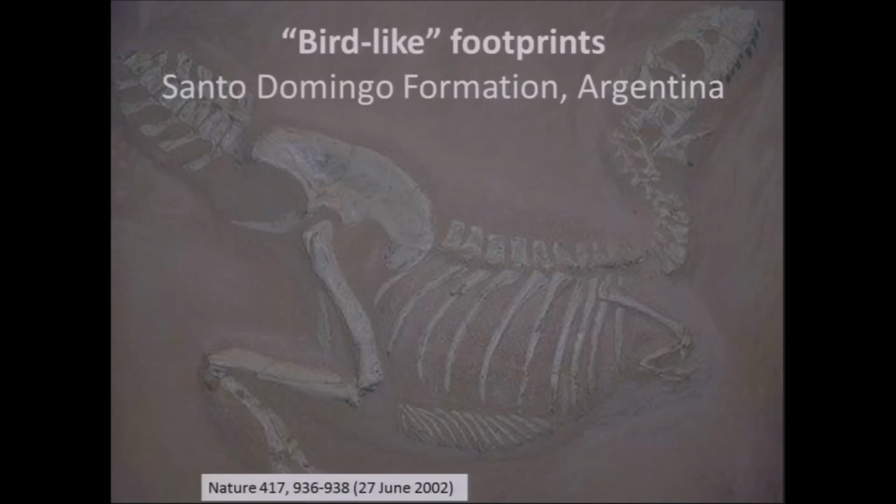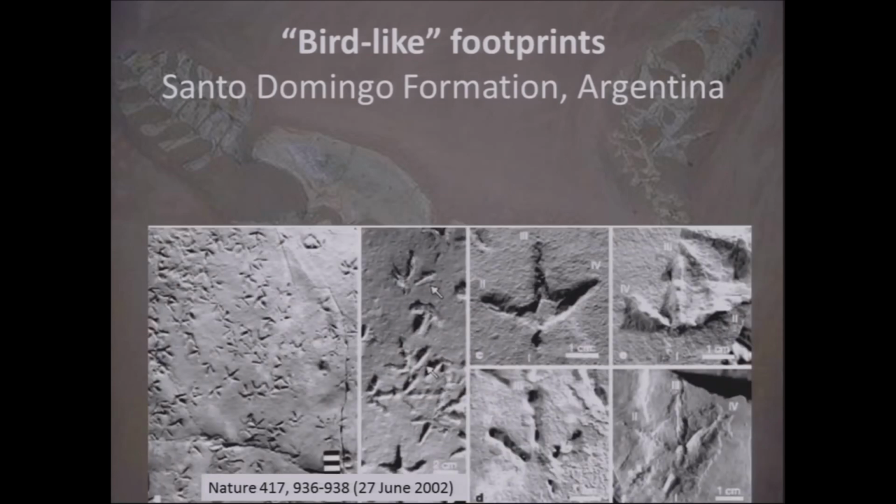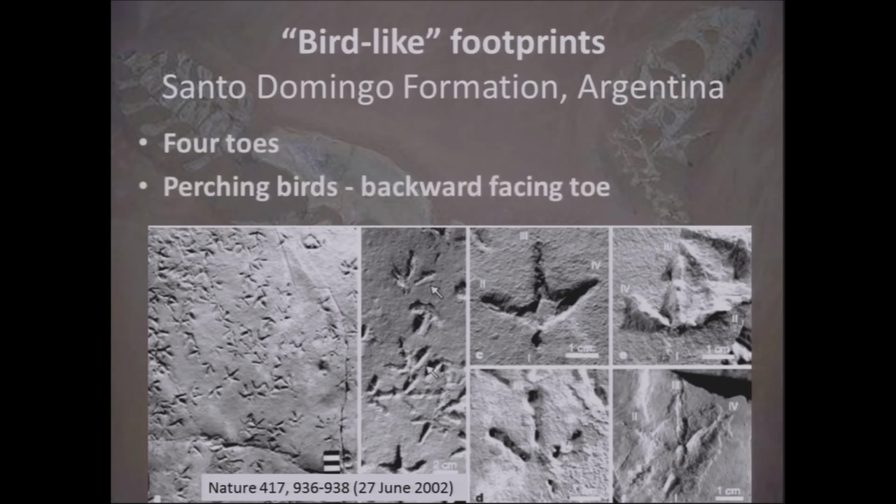So let's start off with some bird-like footprints. Back in 2002, there was an article in Nature based on some footprints found in the Santo Domingo Formation in Argentina. And here's the pictures of them. Look at those footprints. What do you think? What do you see? Well, I see bird footprints. They've got 4 toes like birds, and they are like perching birds. In fact, there's one backward-facing toe, which is a feature that's almost unique to birds.